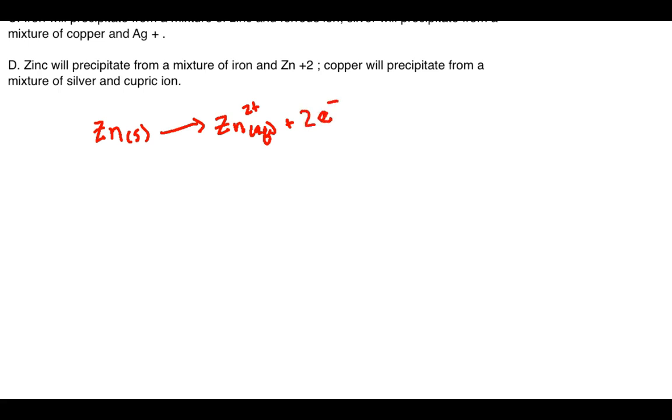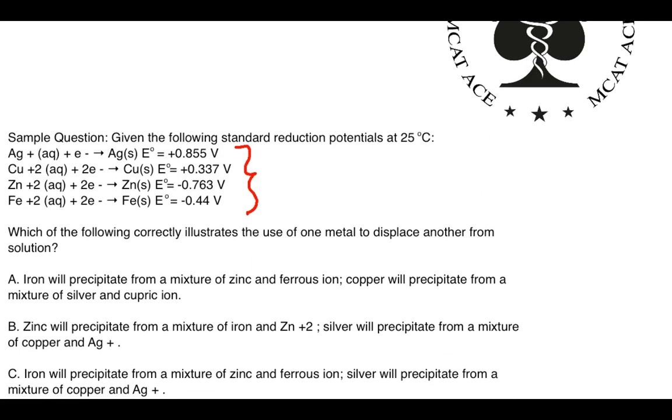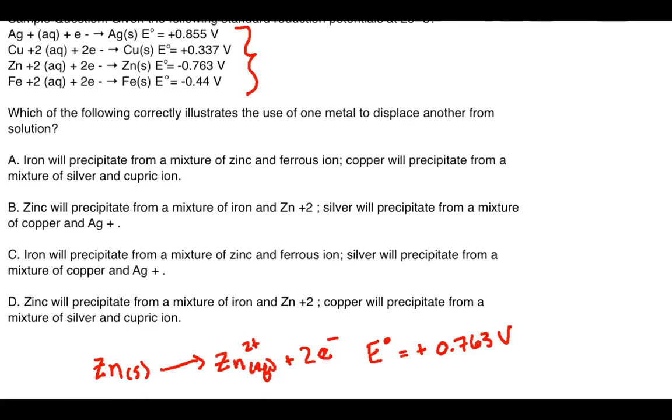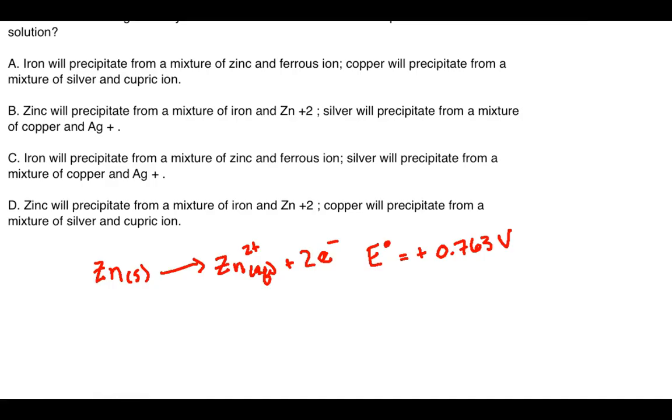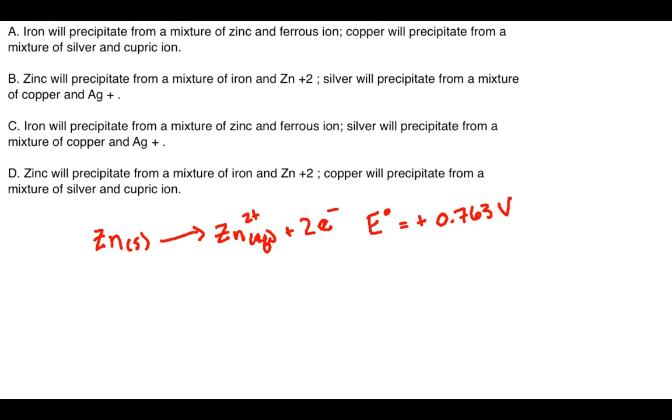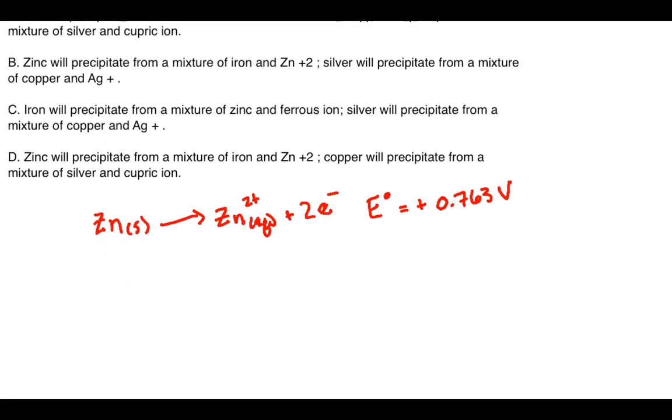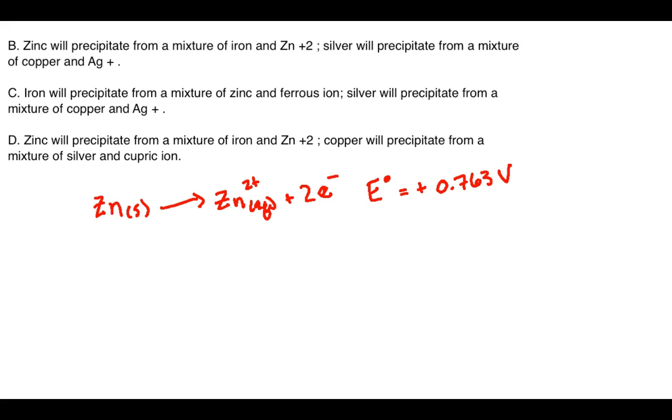And the value from that table that I need to place here is going to be plus 0.763 volts. Now, why is it plus? Up here it's negative. It's plus because I used the reverse reaction. I'm not going from zinc 2+ to zinc solid. I'm going from zinc solid to zinc 2+, and so that is going to be an oxidation, not a reduction. So I need to flip the value that was given to me.